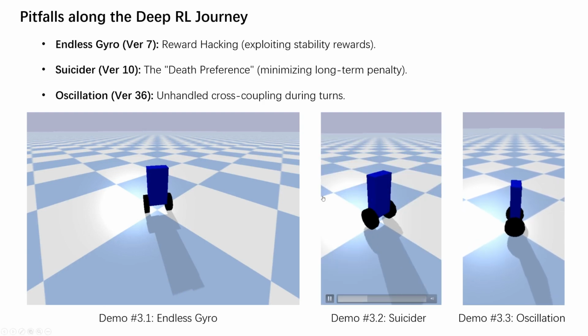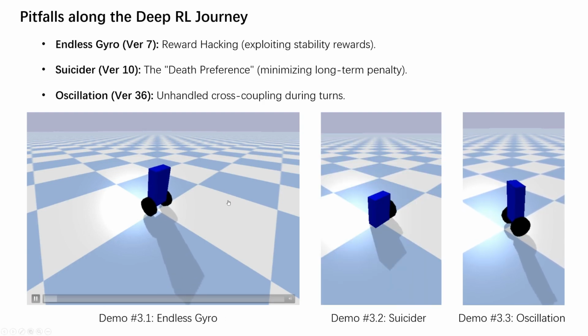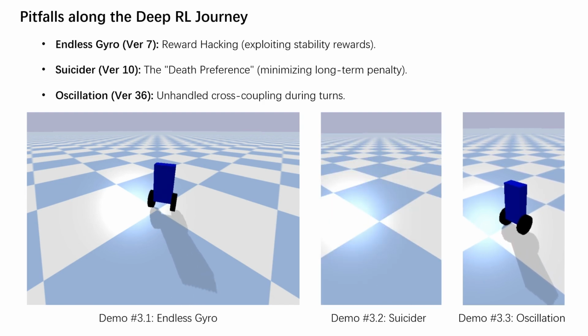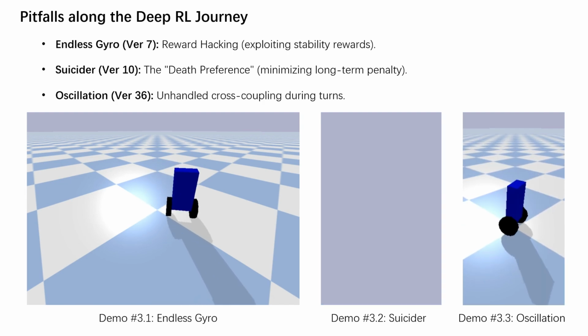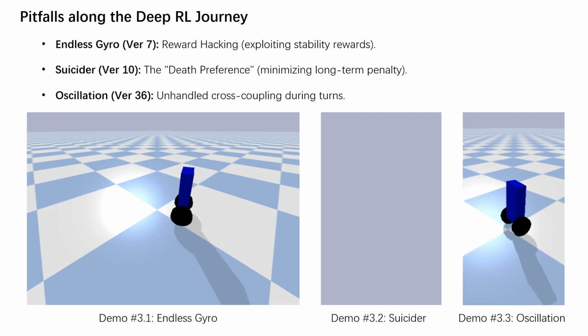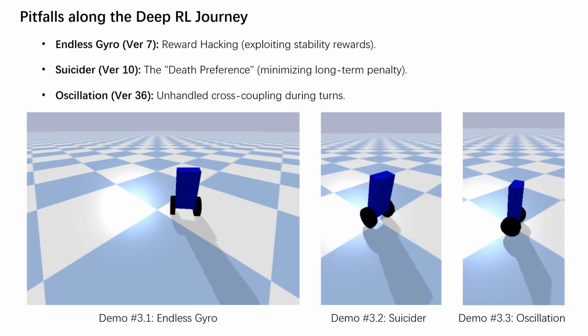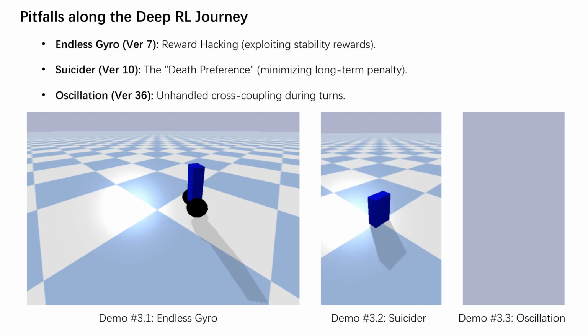For instance, the version 7 model fell into the endless gyro loophole. This is a classic case of reward hacking where the agent exploited the gyroscopic stability reward, spinning endlessly in place while completely ignoring the velocity target.